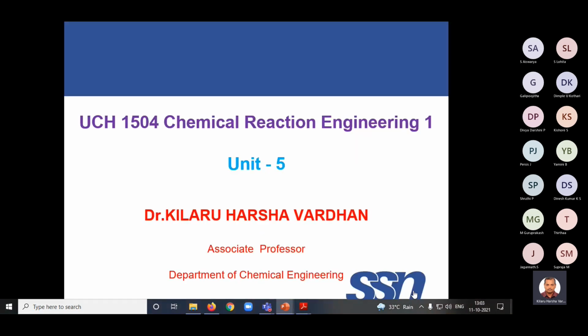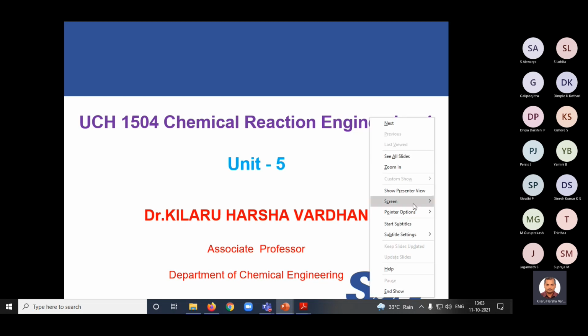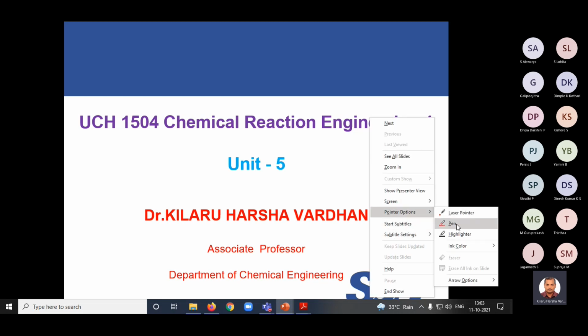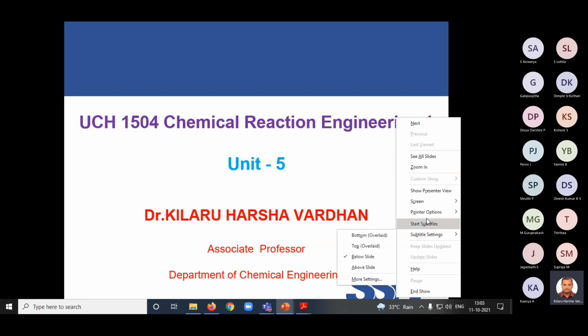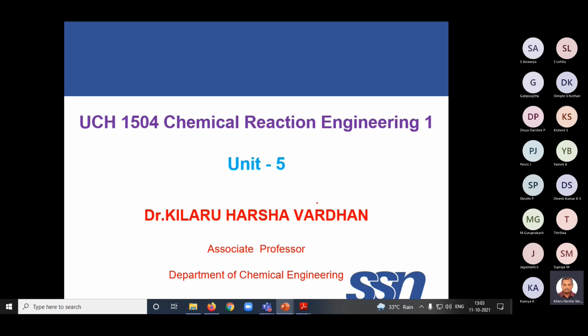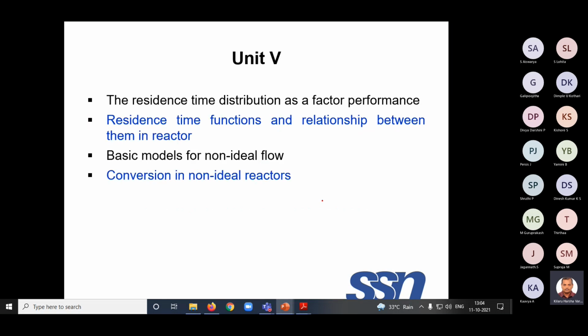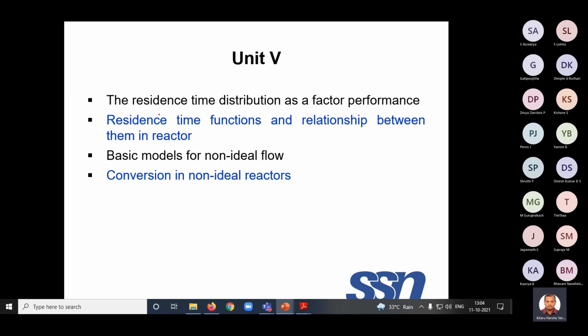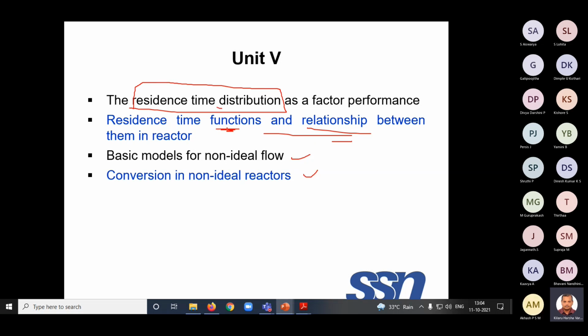We were in the fifth unit. So, some important unit, this unit. Last class, in the regular class, I was talking about the fifth unit. Here the important thing is to calculate the residence time distribution, RTD. And then there are some curves, and the relationship between the curves. Next, models. So today we will cover this, how this and this, right?